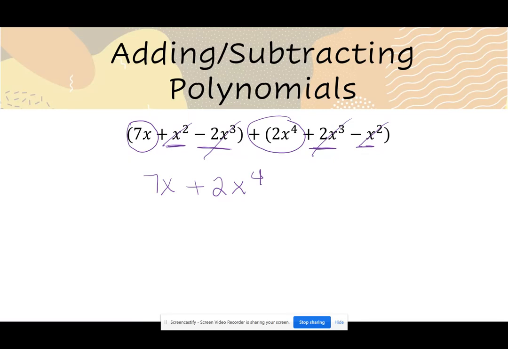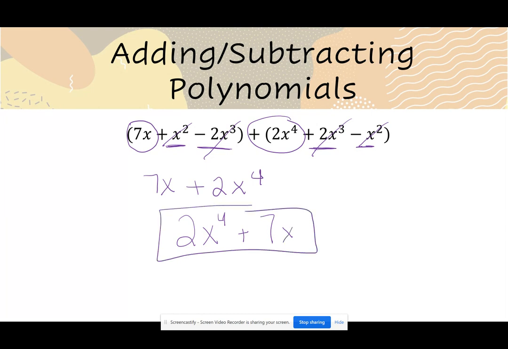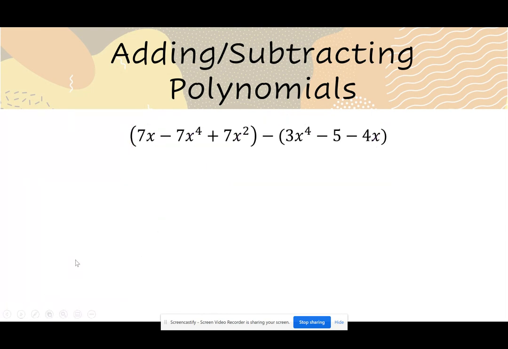And now I prefer to write it in descending order, so highest exponent first. So it would be 2x to the 4th plus 7x. You're literally just combining like terms. Now subtracting them, we have this minus sign here. Like I said, you're going to distribute -1 into the set of parentheses.